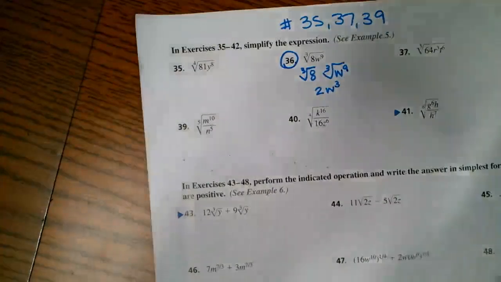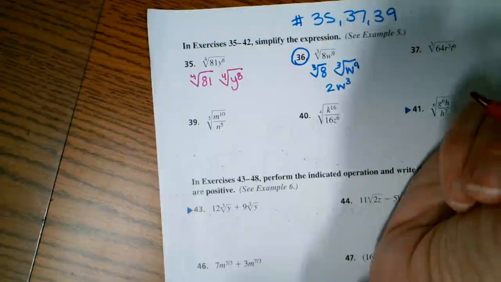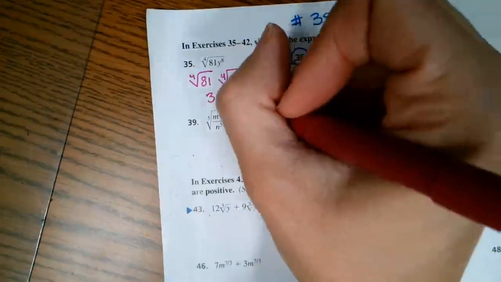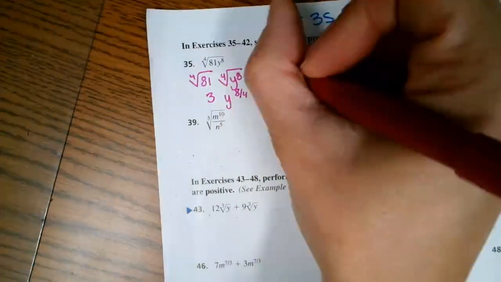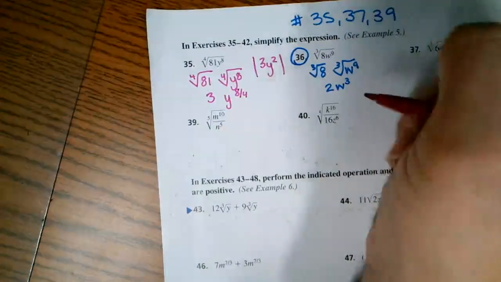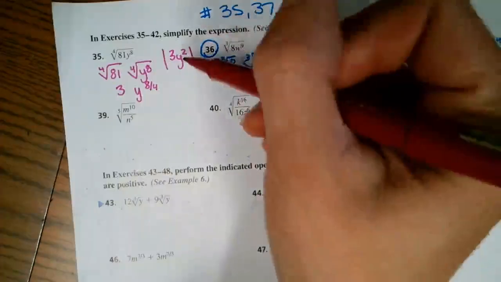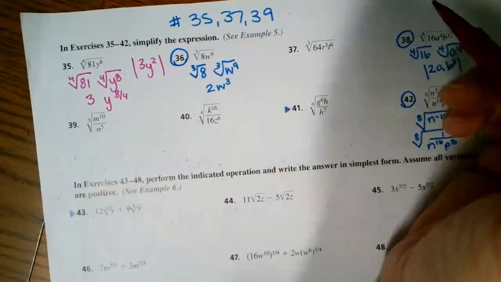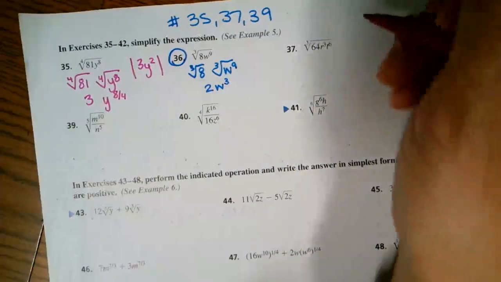So with question 35, we're taking the 4th root of 81, and we're taking the 4th root of y to the 8th. The 4th root of 81 is just 3. Y to the 8th over 4 would be y squared. So our answer is 3y squared. You could put it in the absolute value bars. Since this y is squared, you don't really need the absolute value bars around it. Because if you square a positive or square a negative, you're going to end up with a positive.